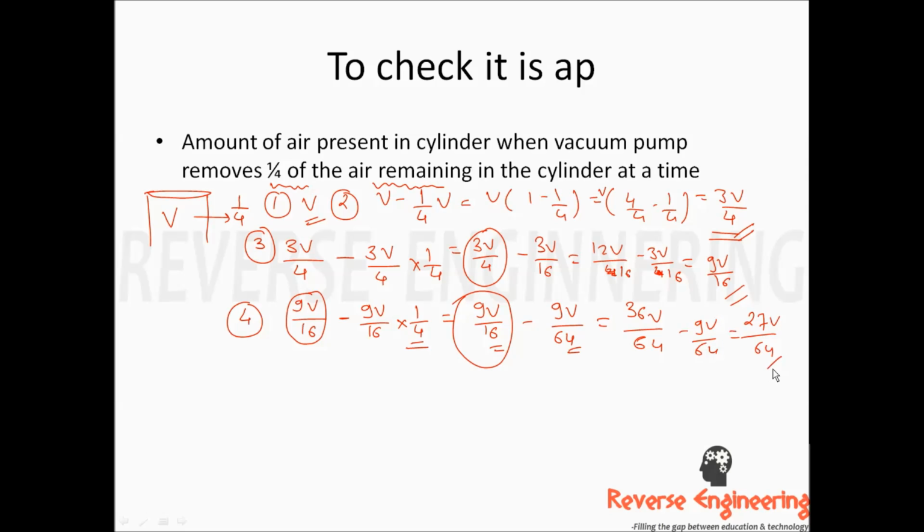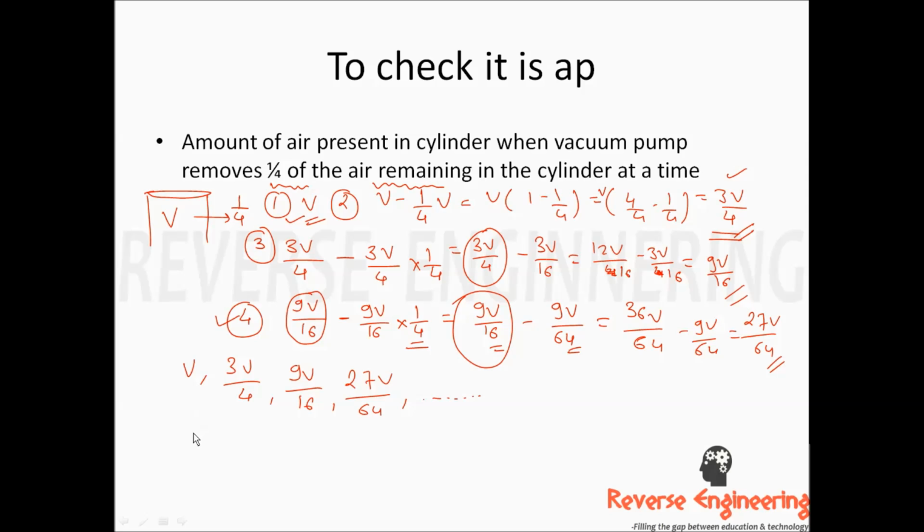If I write down all the information in the series, initially it was V, then the second term is 3V by 4. The next term is 9V by 16. And the last term is 27V by 64. It is obviously not the last term. In our calculation it may be the last term, but it will continue going on if we keep on removing the air from the cylinder. Now this is our series, and if we observe it, can you say whether this is an AP or not? We'll do further calculation if needed.